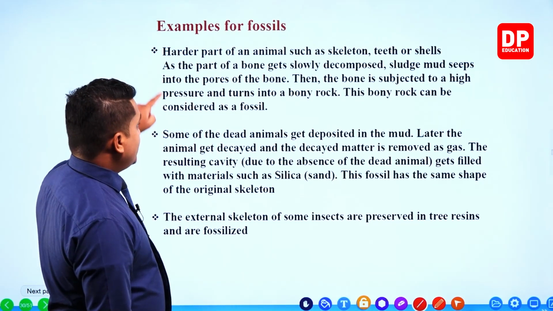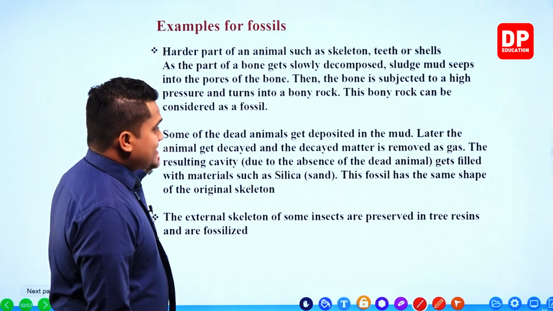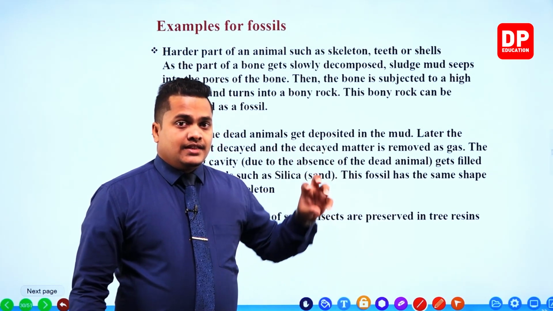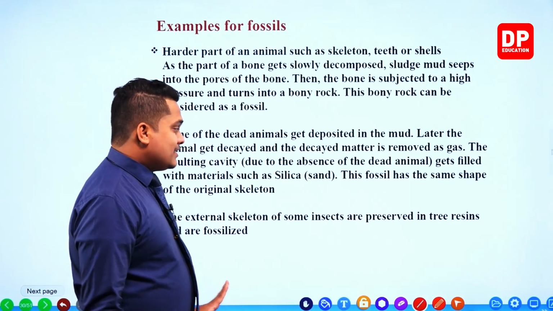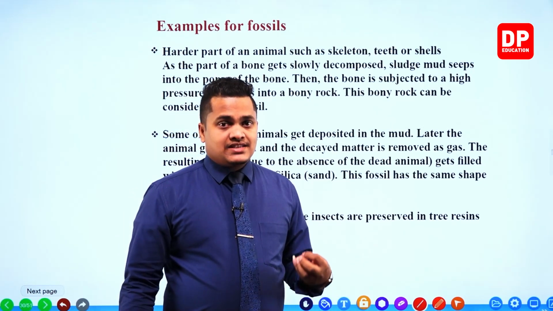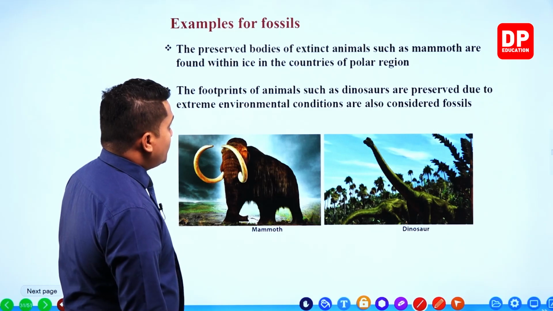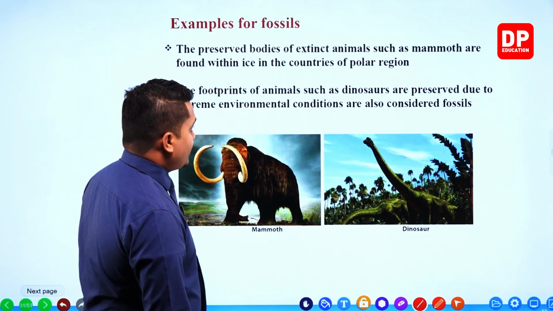So what are the three examples, my dear children? Number one, harder parts of an animal such as a skeleton, teeth or a shell. Then some animals get decomposed within the mud and the cavity gets filled with sand. Then that structure can be considered as a fossil. Then, my dear children, animals which are trapped within the tree resins can be considered as fossils. Then the next one, the preserved bodies of extinct animals such as mammoth are found within ice in the countries of the polar region.